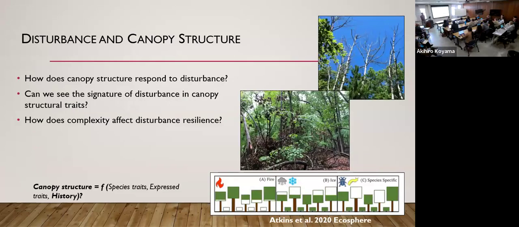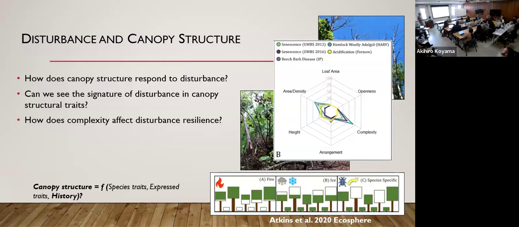So one thing we're interested in is how does canopy structure respond to different kinds of disturbance? And can we use the signature of the change you see in canopy structure as an indicator of disturbance and a way to characterize disturbances? And then how the complexity outcomes of disturbance might affect disturbance response in forests.